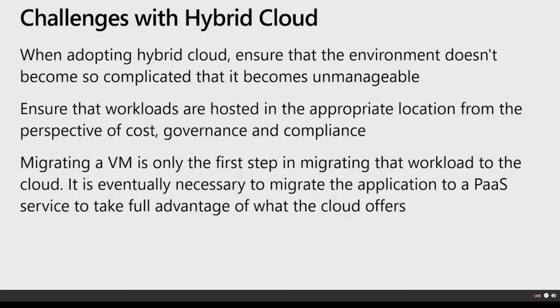When adopting a hybrid cloud, make sure that the environment doesn't become so complicated that you can't manage it. There's a thing called cloud sprawl. That is that people get to the cloud and suddenly find that they can deploy as much stuff as they want. And that's great until you need to keep track of it all. So you make sure that you limit what can be deployed so that you can maintain it, you can manage it, and you've got a good map of what you've actually got.